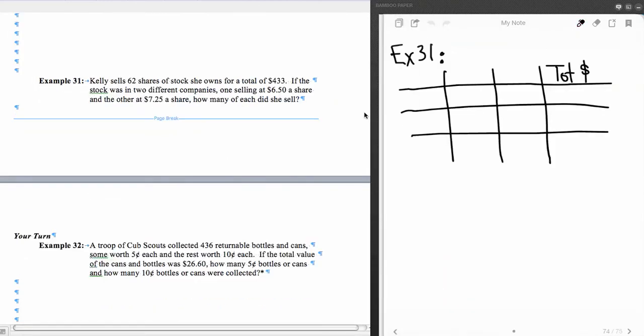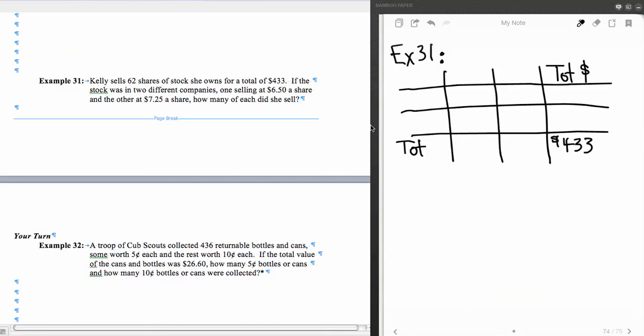All right, now moving on to the next one. Hopefully you've tried to outline this one. Let's go through it. Kelly sells 62 shares of stock she owns for a total of $433. Well, that's a grand total of money, isn't it? So it's a grand total of total value. So it's a total, which belongs right in this box here, right? Intersection of those two. So we're going to put in 433, just like that.